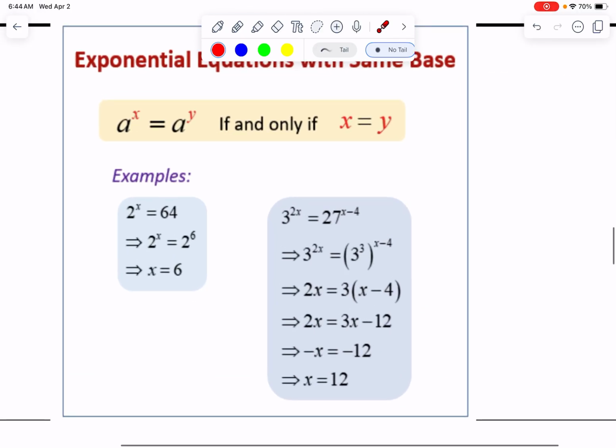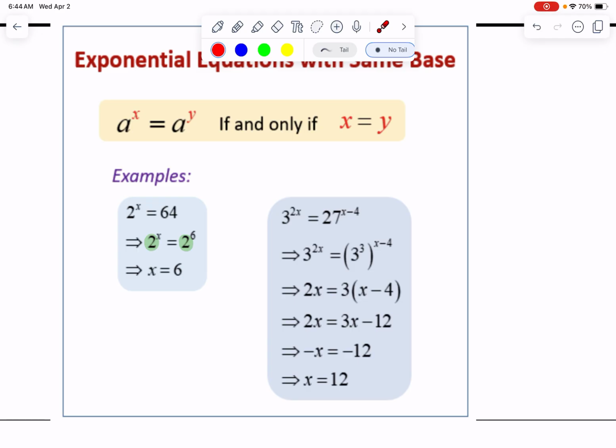So for example, 2 to the x is equal to 64. They don't have the same base, so you want to change 64 to base 2, which is 2 to the 6. Now notice that the bases are the same, so we can set the exponents equal to each other and solve for x. X is by itself here, so we are good.